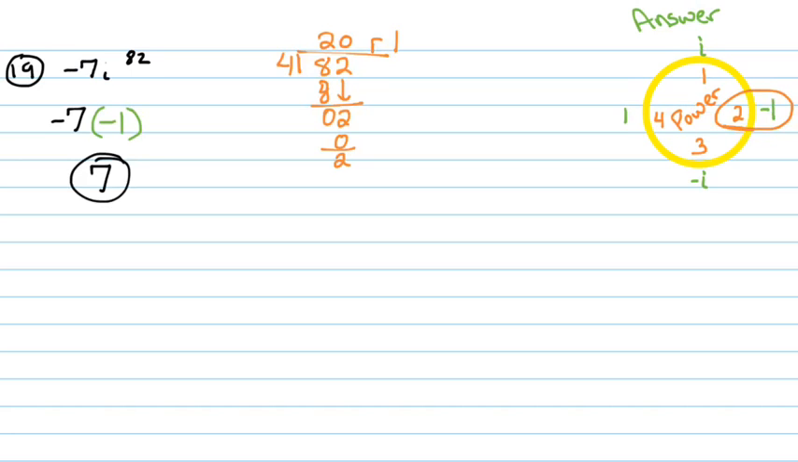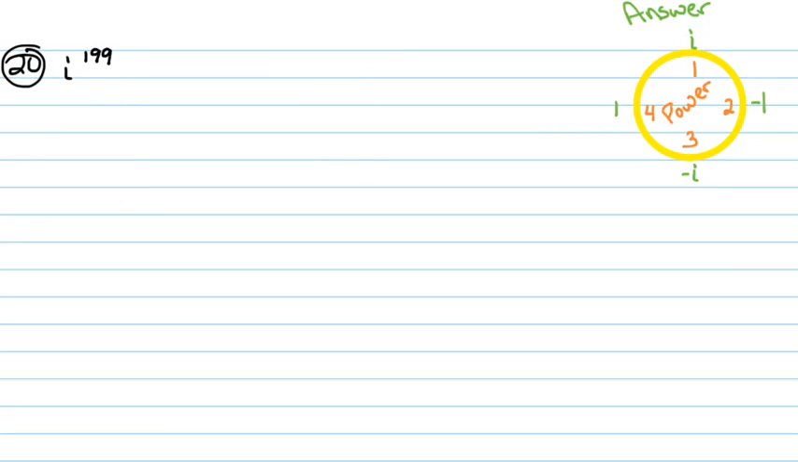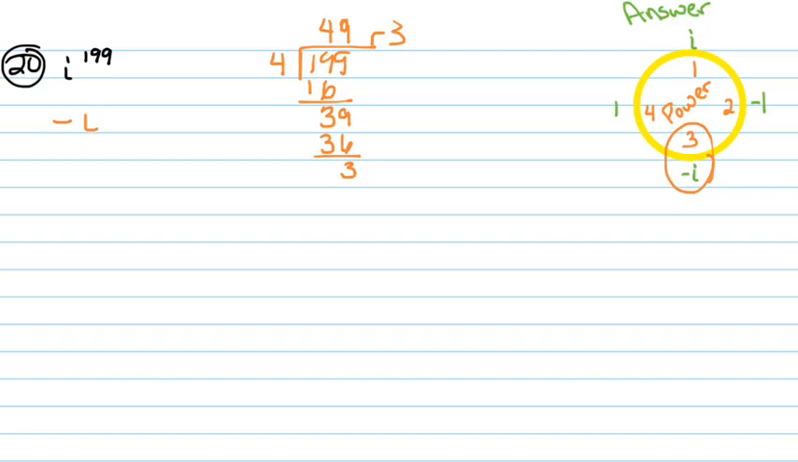Same thing's going to happen here as we did on this previous one. So we're going to take that 199, and I'm going to divide that by 4. 4 divides into 19 evenly 4 times. Subtract, and I get 3. 4 divides evenly into 39 9 times. And I subtract and I get a 3. So my remainder is 3. I come over to the circle. It tells me I'm at -i. So my answer is -i.